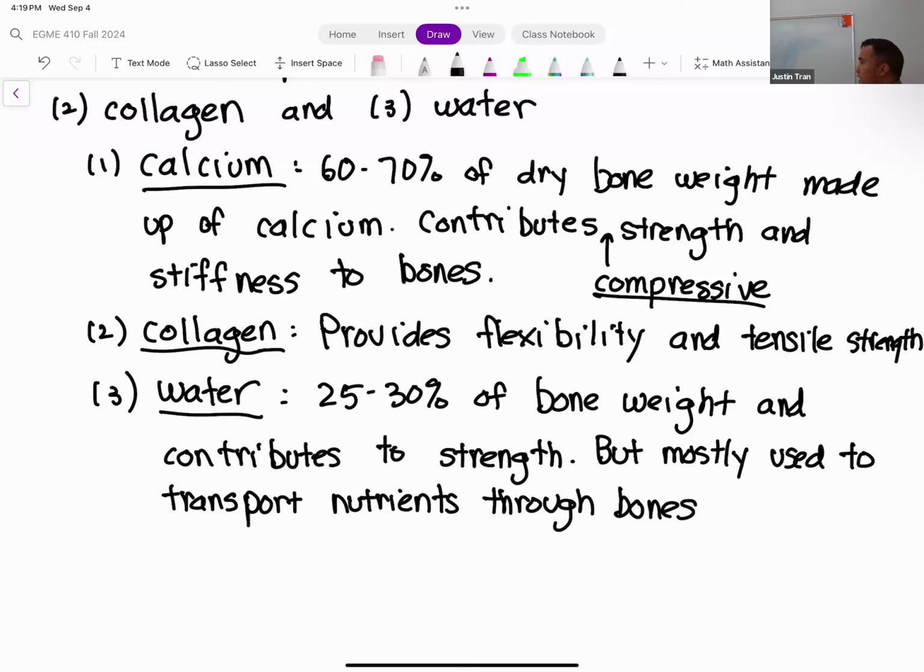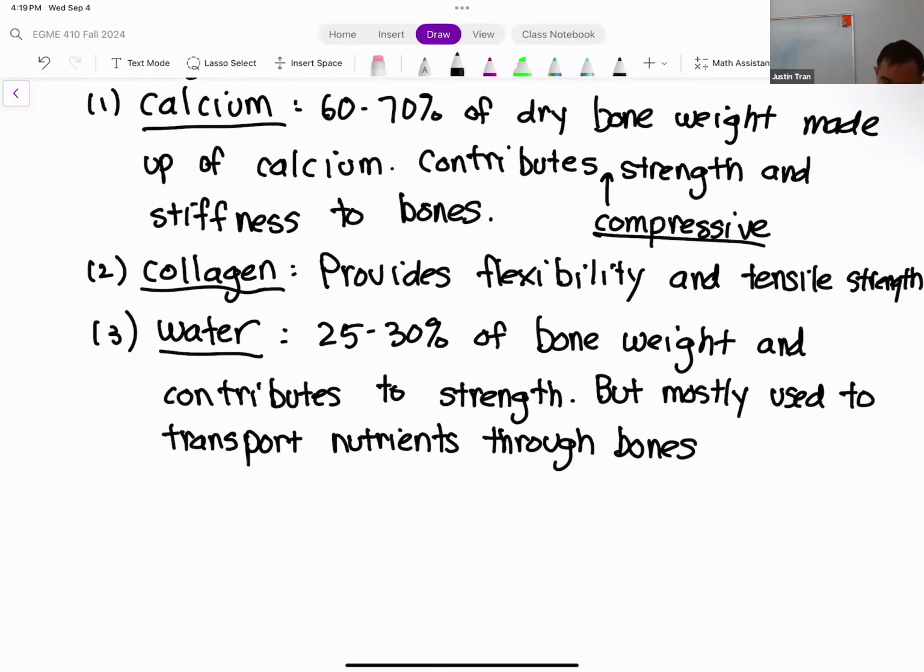But water is also used as a means of transporting other goods. It links a lot of the collagen and calcium together. You can almost think of it like the glue that holds everything together in the bones. Okay. And the water actually plays a really important role, because without water, your bones exhibit very different material properties.